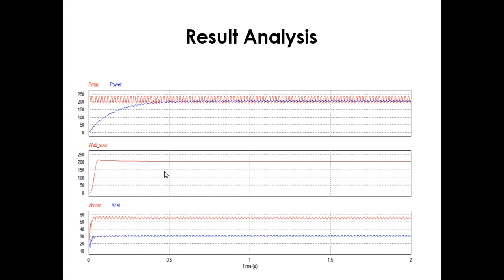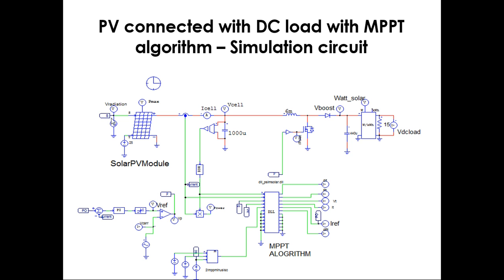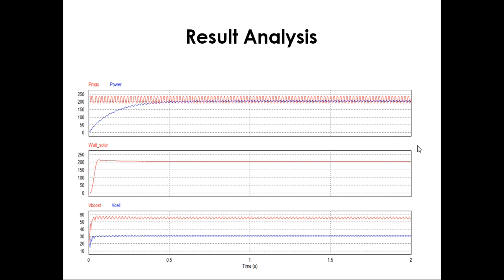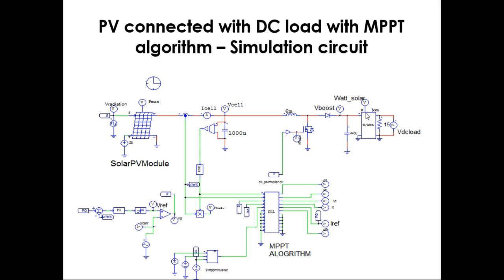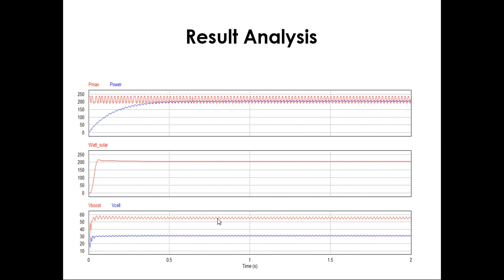This is the result analysis. The result has been done and analyzed for a 250 watt module. And this is our maximum power, as the power reaches its maximum due to the perturbation applied in a square wave fashion in the input. Similarly, we have the power drawn from this wattmeter, and we get the actual voltage and the boosted voltage.